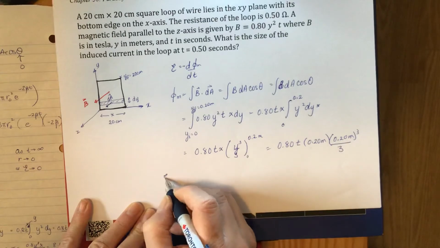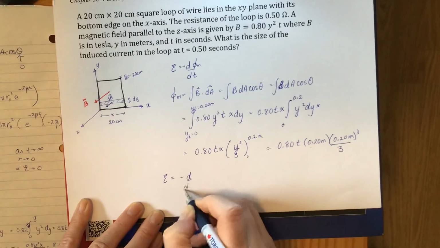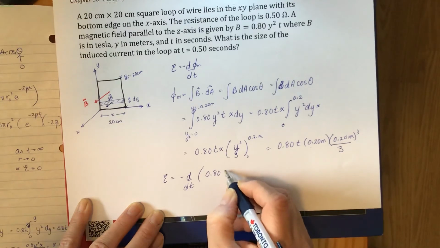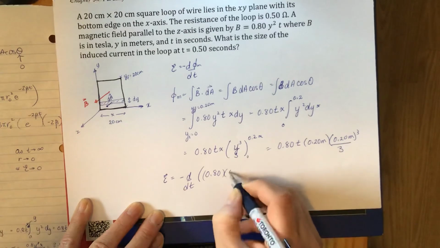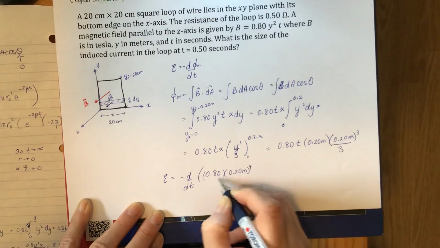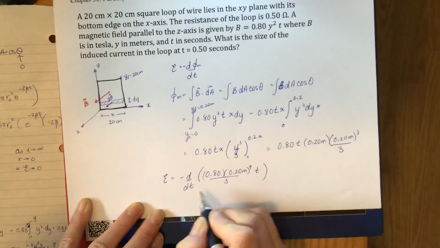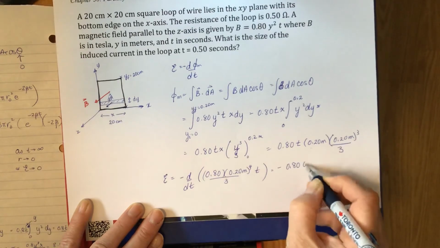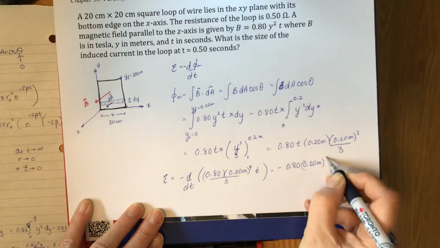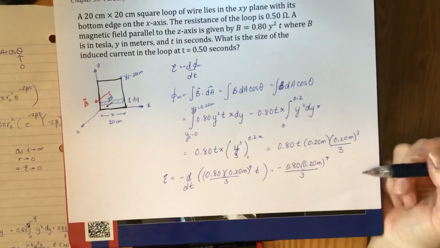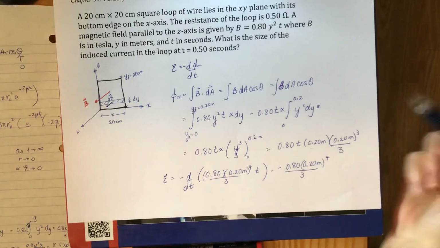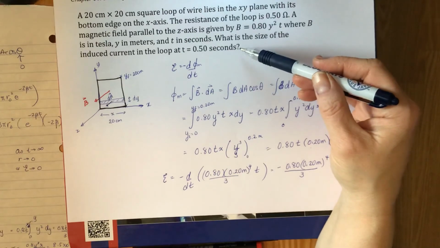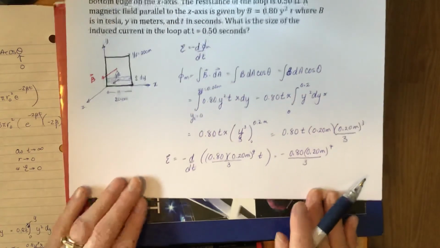So now our induced potential is minus d phi dt. So we're going to take the time derivative, 0.80 times 0.20 to the power of 4 over 3 times t. The derivative of something times t is just the constant that's in front. Okay, the first thing we notice is that induced potential is going to be constant. So we were asked for a size of a current at a certain time. What we know is that the potential is constant, so we're expecting that that current is going to be constant.